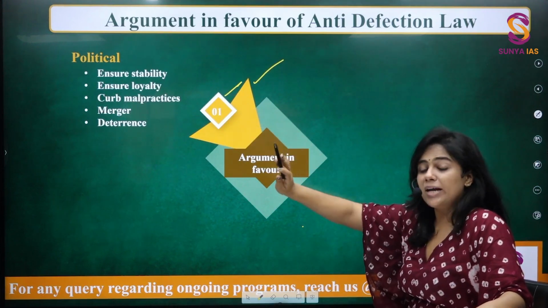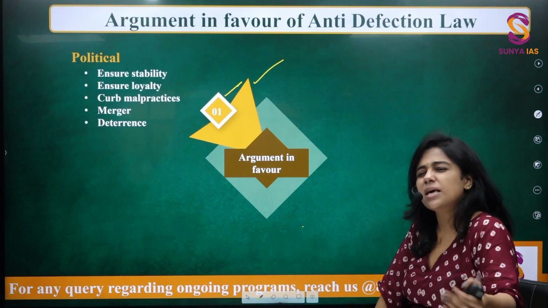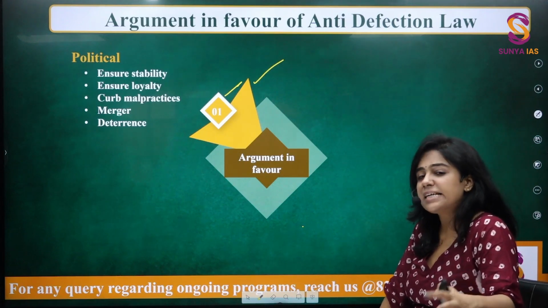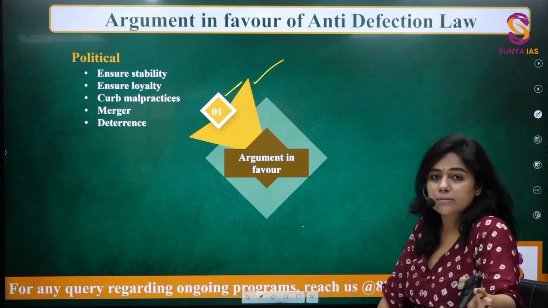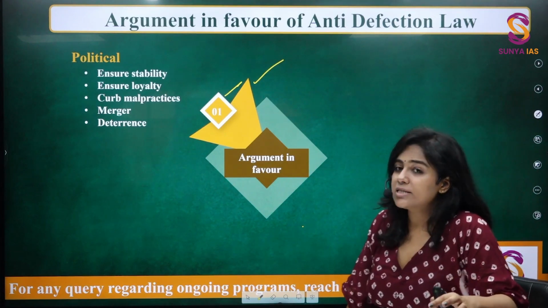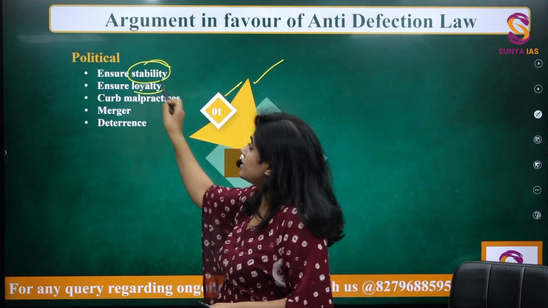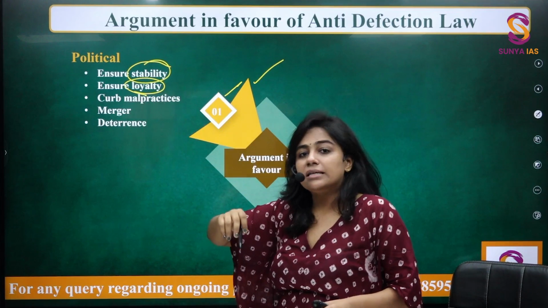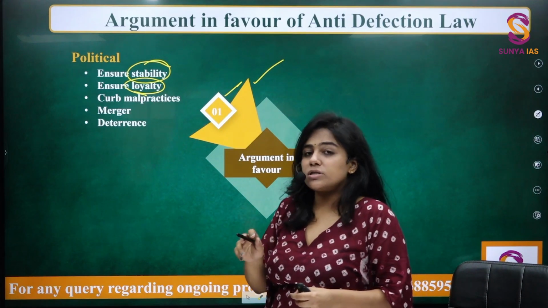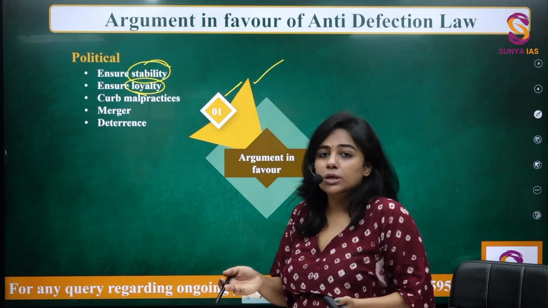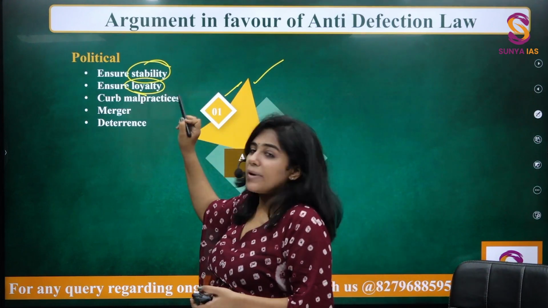It's the same, and you will feel that these are the same points, so I'll tell you what keywords you need to write in your answers. The keywords are: it ensures stability, it ensures loyalty. Loyalty to whom? Political party. Does it ensure loyalty to the constituency, the electors? No, not necessarily. Curb malpractices.